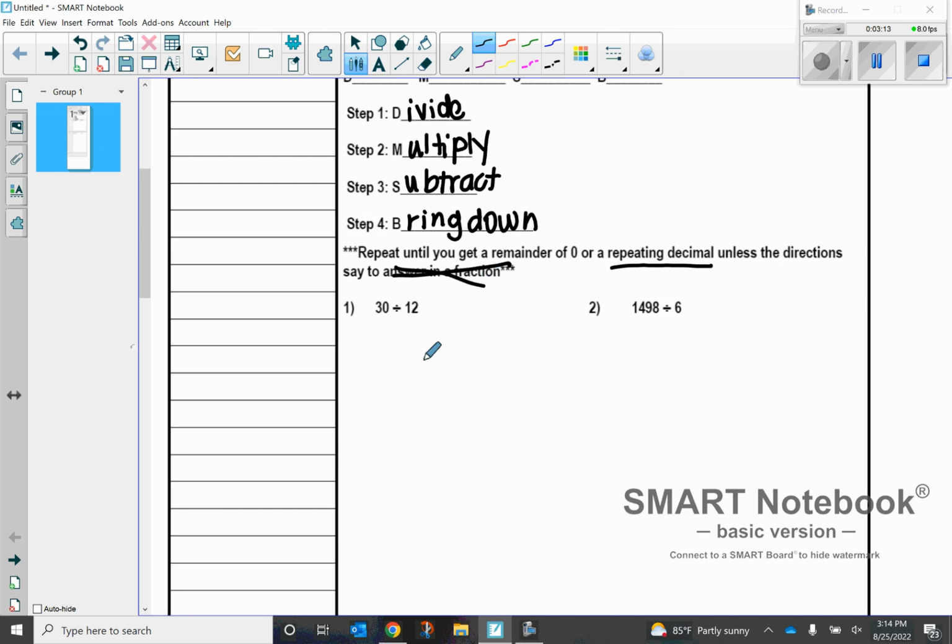30 divided by 12. So 30 is our number that goes in the box, 12 goes outside. First thing we do, we say how many times can 12 fit into 3? That's going to be 0. Then we ask how many times can 12 fit into 30? 12 can fit into 30, and you can use a multiplication chart to help you out with this, 2 times. 12 times 2 is 24. So we did our divide, we did our multiply. Now we have to subtract.